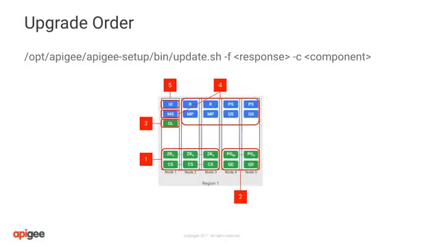Here is the existing installation that we will be upgrading. Remember that we have Cassandra and Zookeeper on hosts 1 through 3, Management Services on host 1, Routers and Message Processors on hosts 2 and 3, Analytics Services on hosts 4 and 5, and the Developer Portal on host 6.